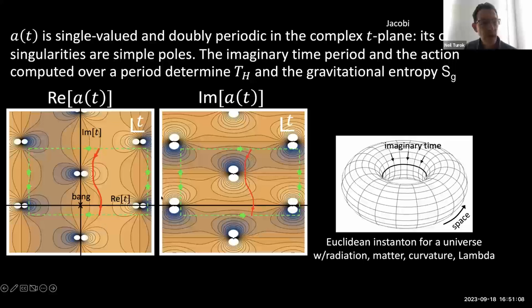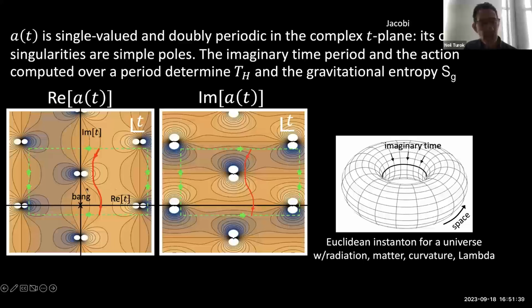So here they are in the complex T-plane. The complex T-plane is tiled by a rectangle. And if we look on the real T-axis, we come out of a Big Bang and we go to a de Sitter infinity, a de Sitter blow up. If we go up the imaginary axis, it's a similar behavior. And then the statement is that the gravitational action is calculated by integrating over a loop in imaginary time.